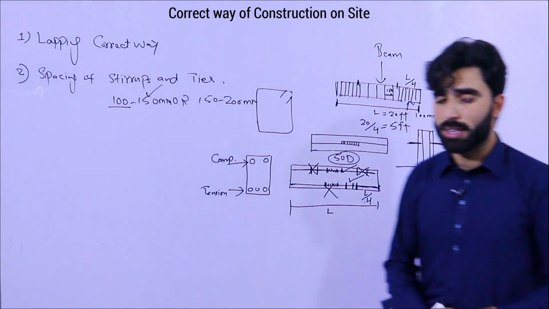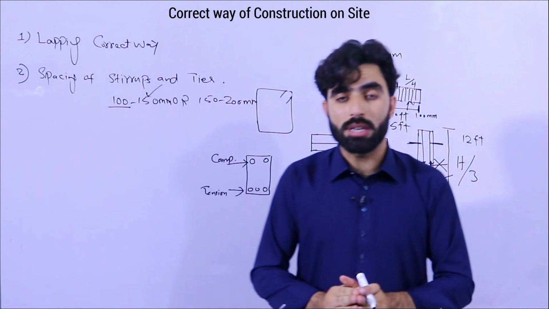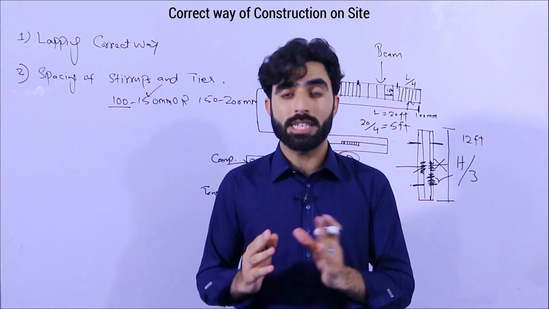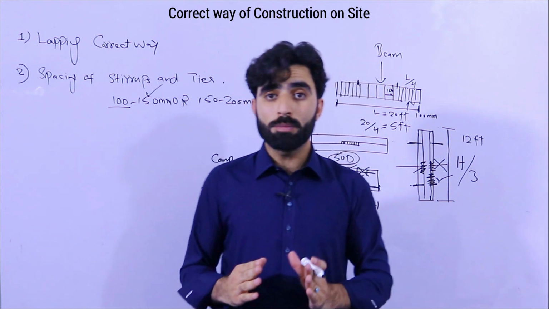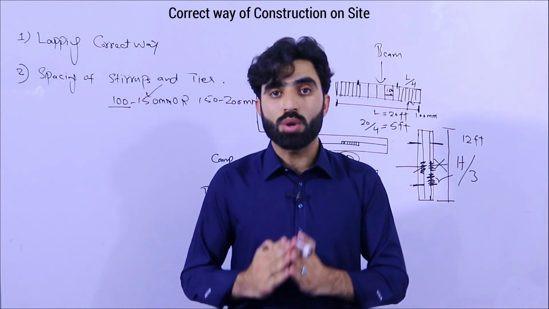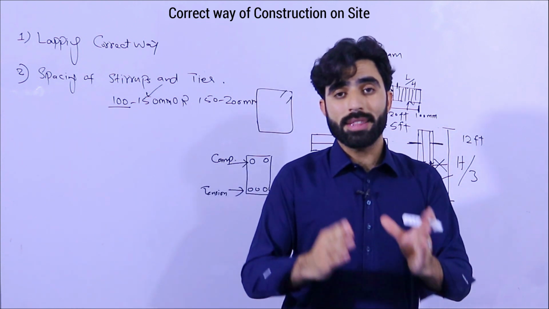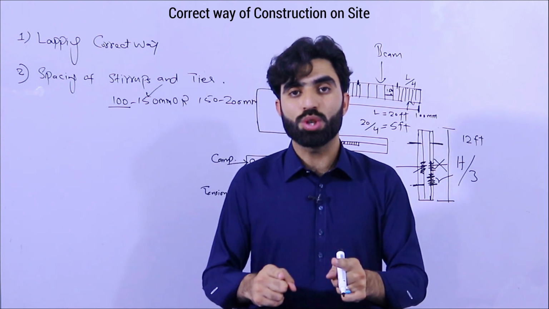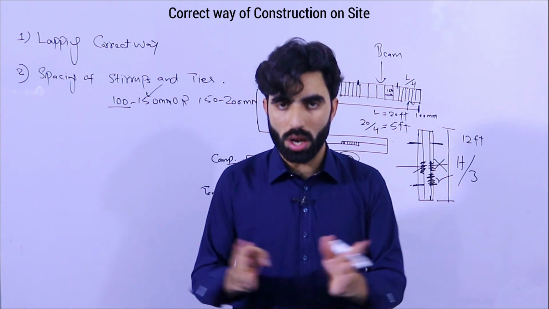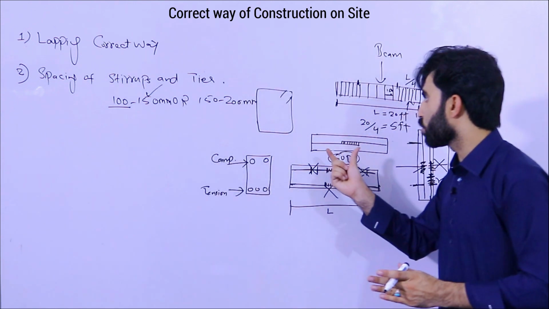Now what's the reason behind this? At the end of the support we provide closely, because at the end of the support we have maximum shear stresses. So due to maximum shear stresses, if we don't provide the stirrups closely, it will cause cracks at the end of the support. Or the place where we provide the lapping length, in that case we should also provide the stirrups closely compared to the mid or other places. So this is very important.